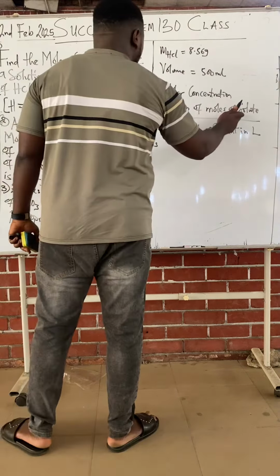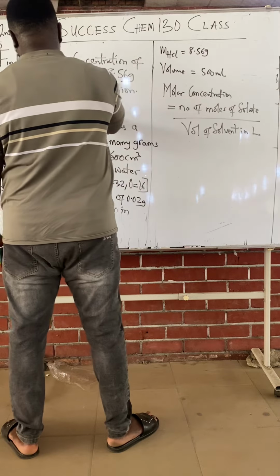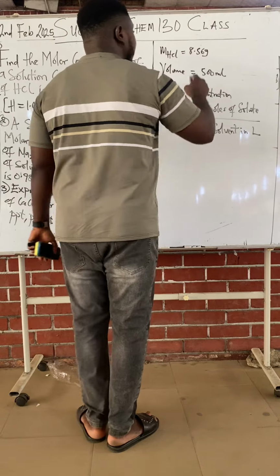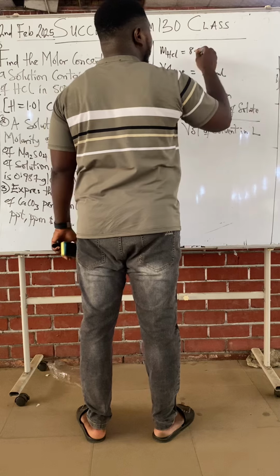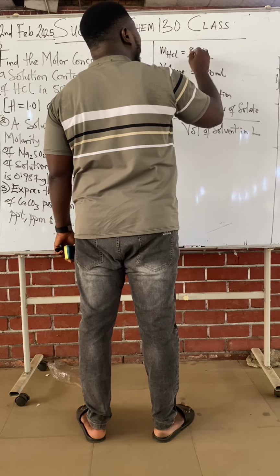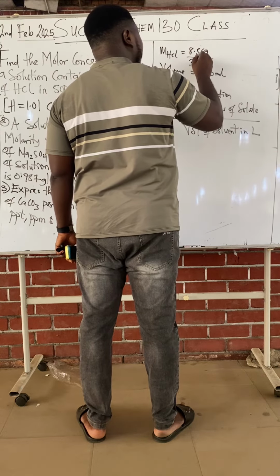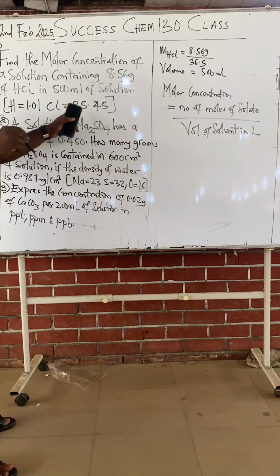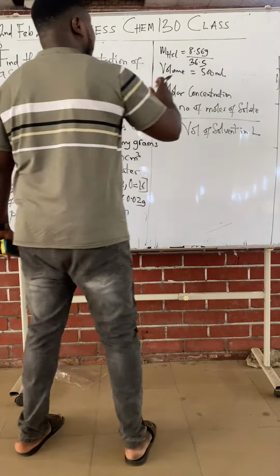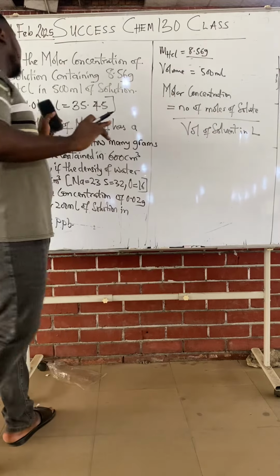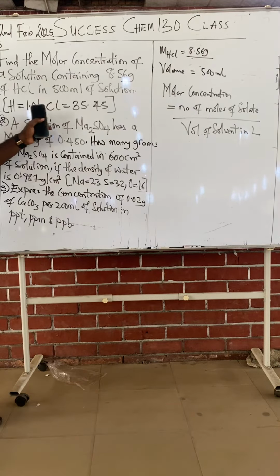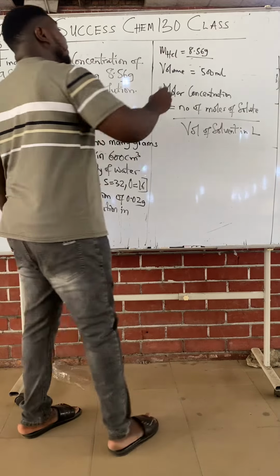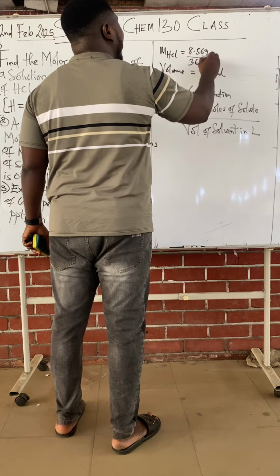Also, we need to get the number of moles of the solute. The HCl is the solute, and the volume is 500 ml. We need the number of moles of solute, so we find the mass of HCl divided by the molar mass of HCl. HCl means H plus Cl. If they give you something big, just use the one they gave you. 1.01 plus 35.45 will give you 36.46.